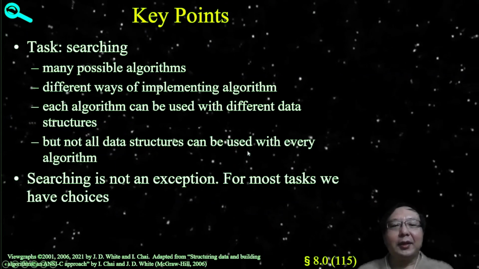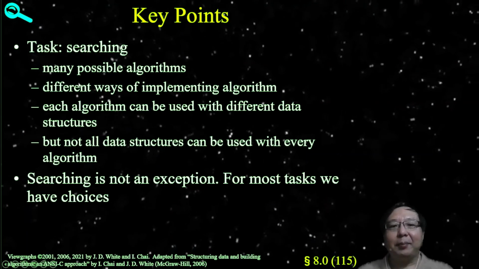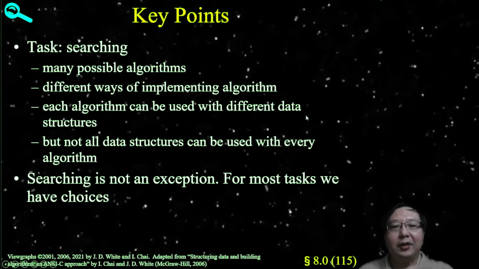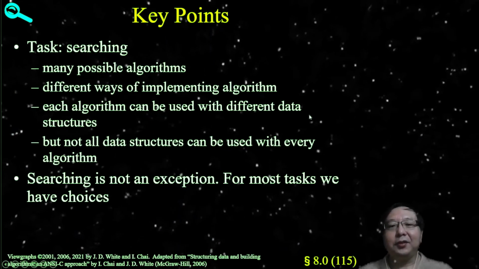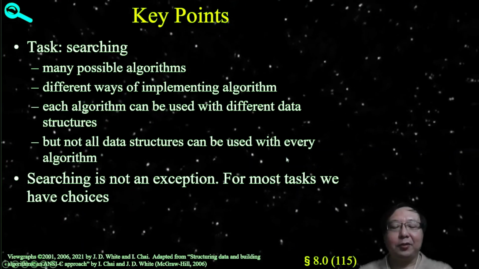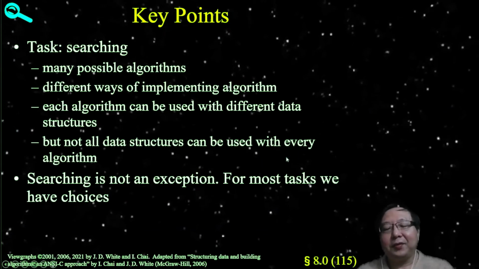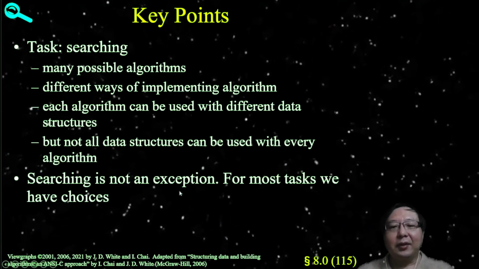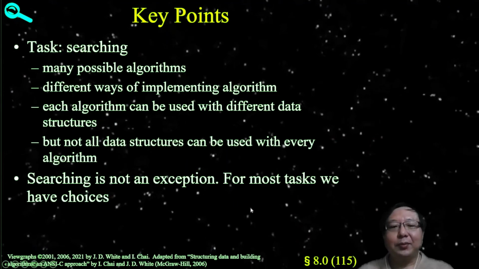So the key points are the task of searching. There are many possible algorithms and different ways to implement the algorithm. And each algorithm can have different data structures you use, but not all data structures can be used with every algorithm because of just the nature of the things. And searching is not an exception. For most tasks, we have choices.